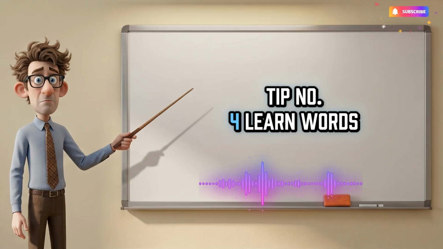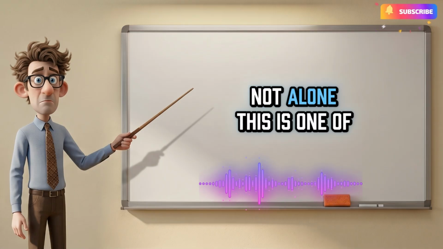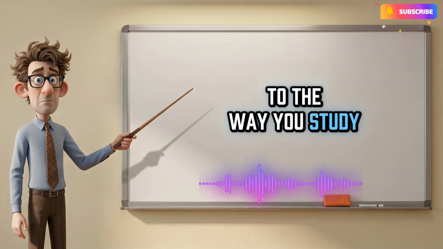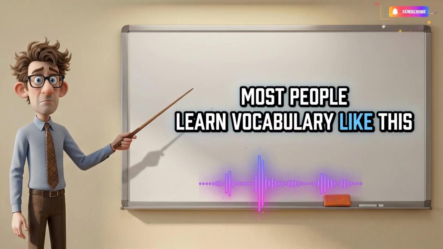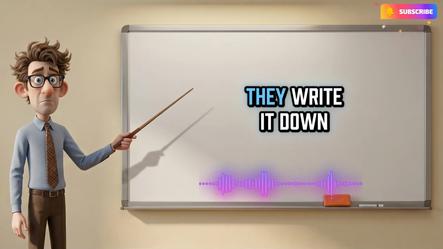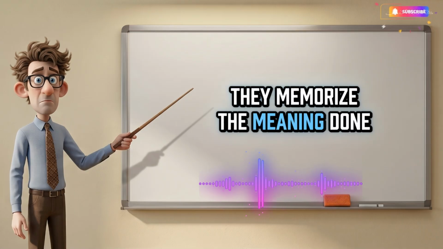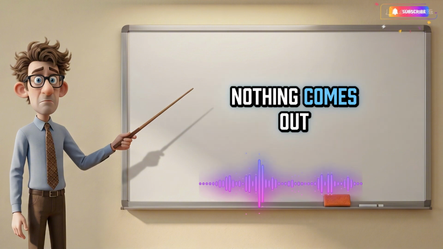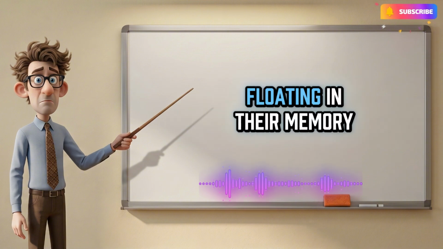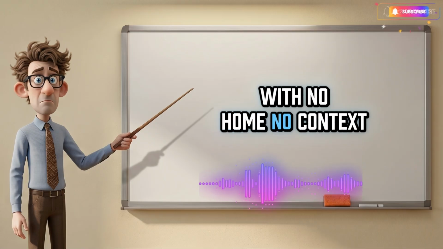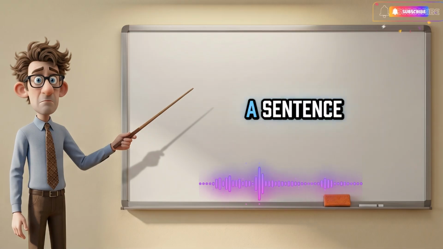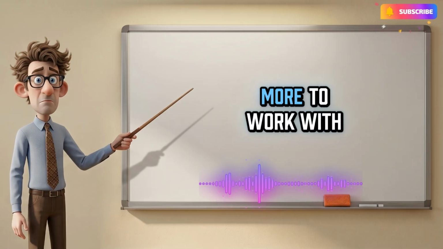Tip number 4, learn words and sentences, not alone. This is one of the most important changes you can make to the way you study. Most people learn vocabulary like this. They see a new word, they write it down, they memorize the meaning, done. But then when they try to use the word in conversation, nothing comes out, because the word is just floating in their memory with no home, no context, nothing to hold on to. When you learn a word inside a sentence, your brain has so much more to work with.